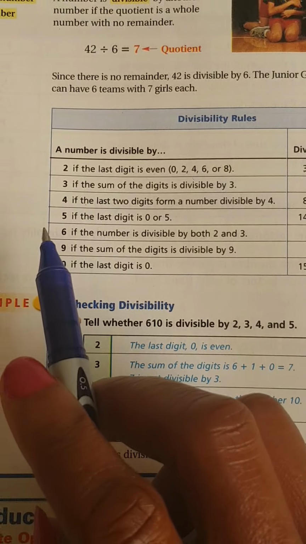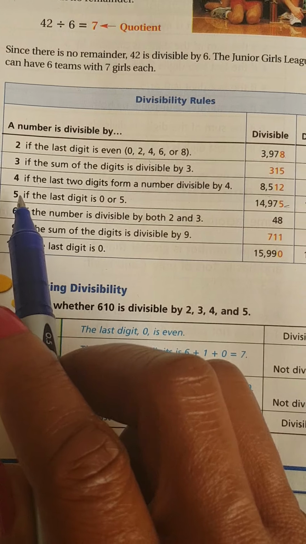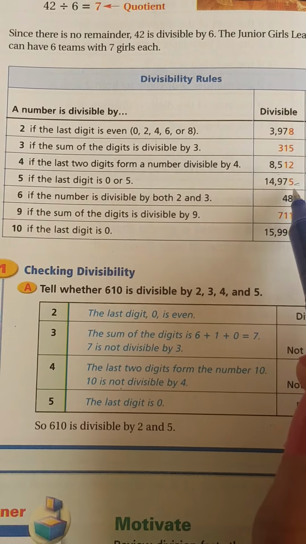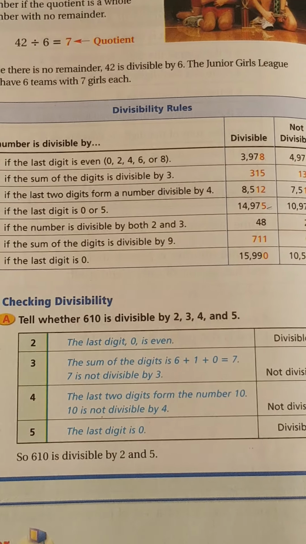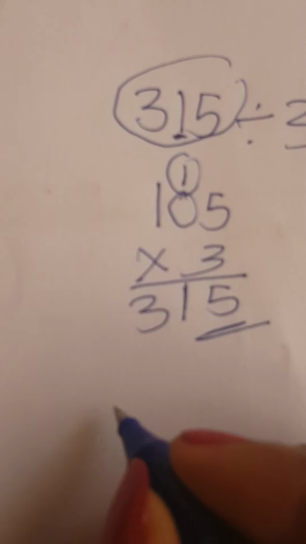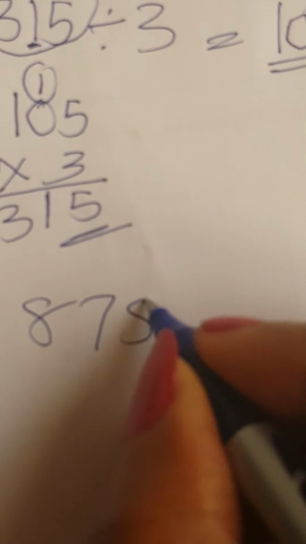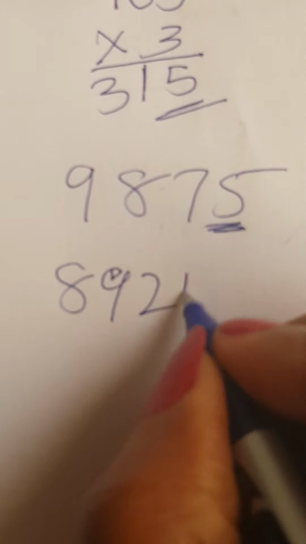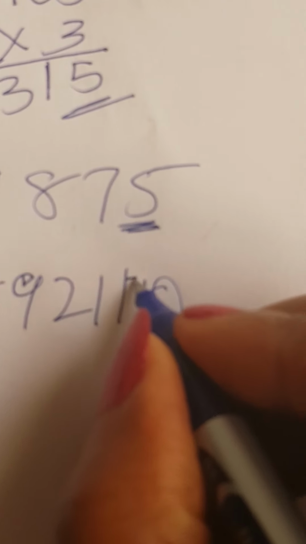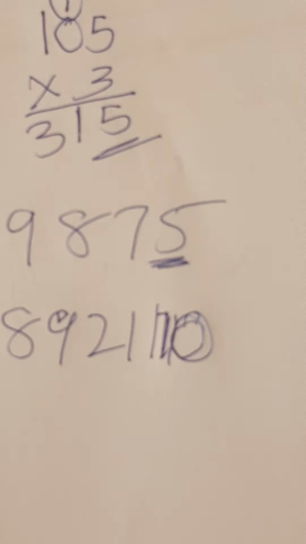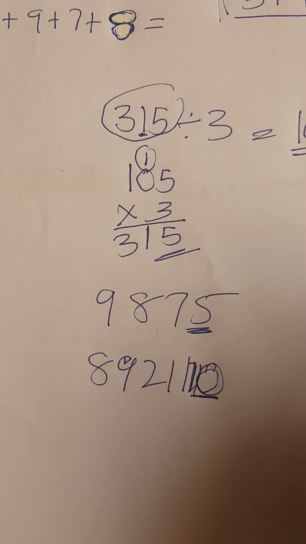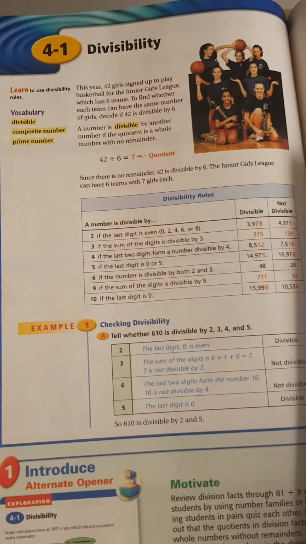Now, how do you know that a number is divisible by 5? If the last digit is 0 or 5. Look at the last digit. This is 5. If I write something like this, 9,875, yes, it's divisible by 5 because the last number is 5. If I write 110, yes, it's divisible by 5 because the last number is 0. Okay? You get it now?